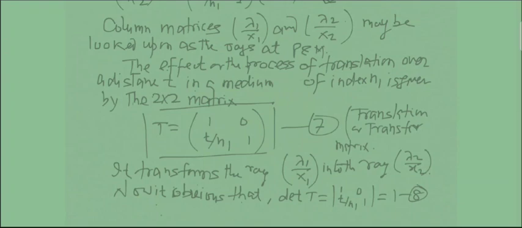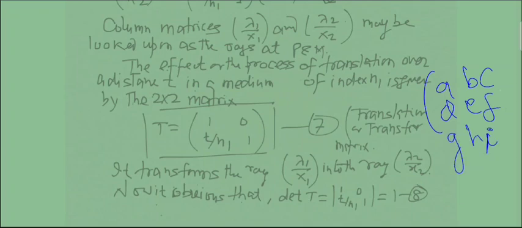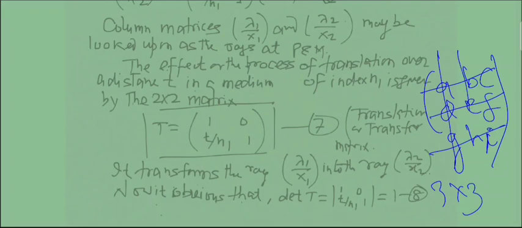For a 3 cross 3 matrix, what is a 3 cross 3 matrix? Suppose I have a matrix of this kind. This is a 3 cross 3 matrix. Why is this a 3 cross 3 matrix? Because 3 rows are there and 3 columns are there. So that's why this is a 3 cross 3 matrix.